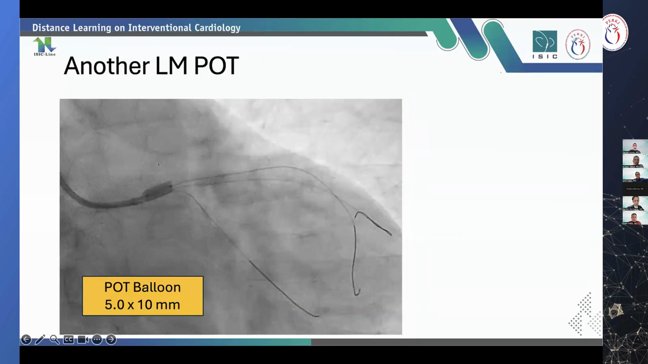To solve this problem, we proceeded with further post-dilatations, POT. We performed POT with the 5.0 by 10 millimeters POT balloon in line with the left main dimensions, actually based on the OCT. And as we know, a 3.5 diameter Science Zera can be expanded up to 5.25 millimeters.